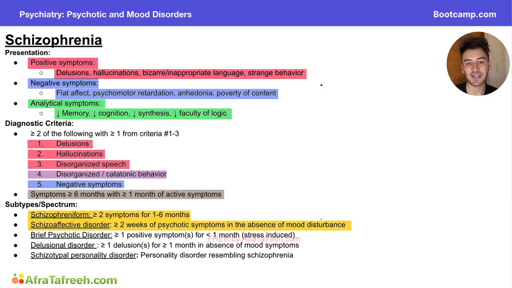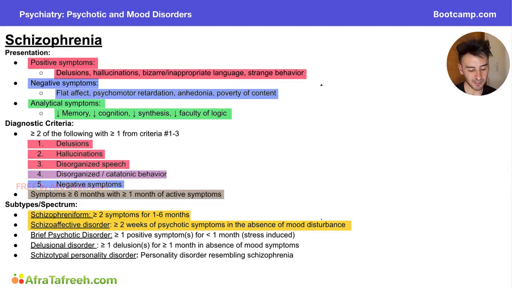So essentially, this person has to be manic or depressed and showing symptoms of psychosis, as well as showing psychotic symptoms when that person is not experiencing a fluctuation in mood. And the important thing here is that we need greater than or equal to 2 weeks of the psychotic symptoms in the absence of the mood disturbance.